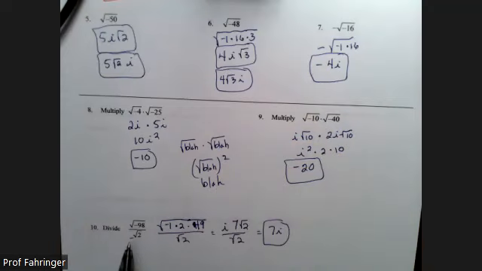Can handle the i first. Get the i out. 98 is 2 times 49, or 7 squared times 2. Nice. There you go. Final answer, 7i.